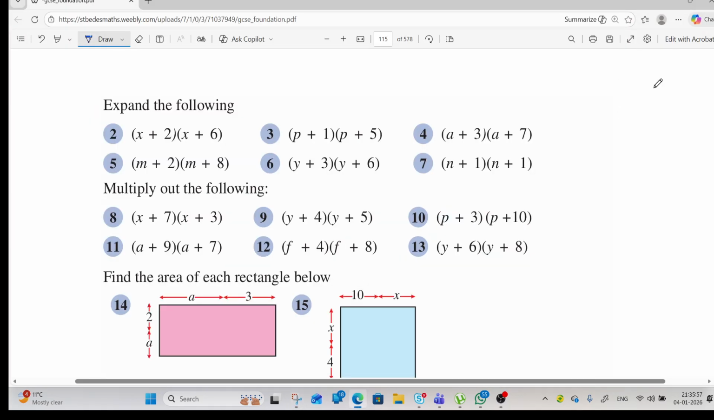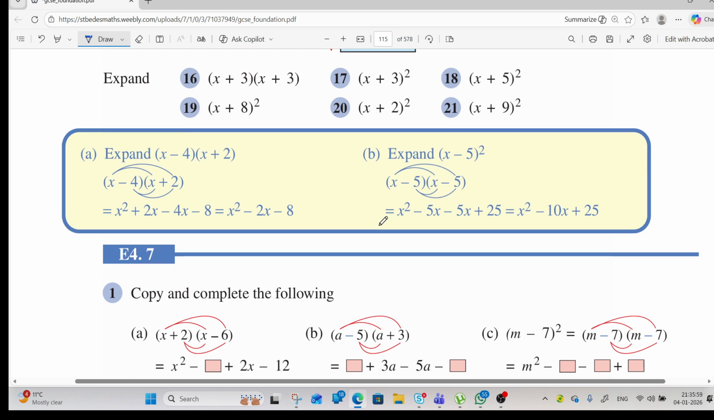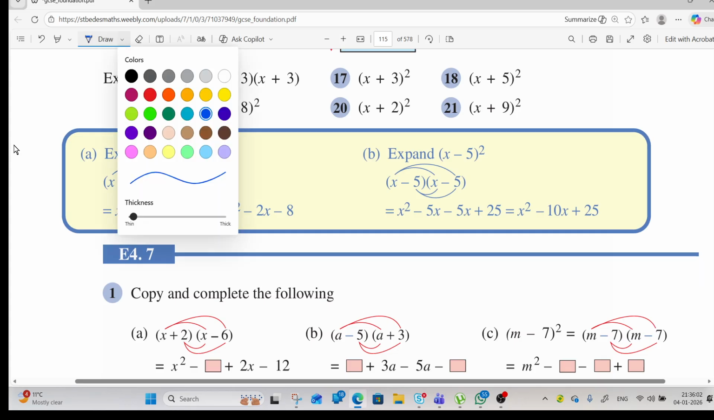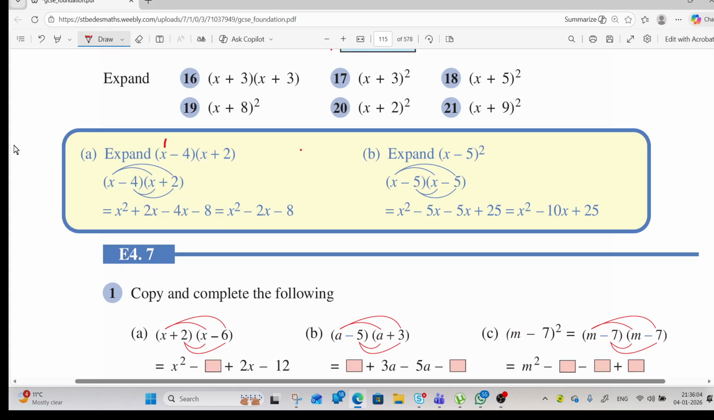Okay, good. Now if we have a negative number like in this one, first we multiply x with x, we get x squared. Then we do x with 2, we get 2x. Then we do negative 4 times x. When we multiply a negative number and a positive number, the answer is always negative. So negative 4x. If the signs are different, one positive and the other negative, you get a negative answer. If the signs are the same, then you get a positive answer.